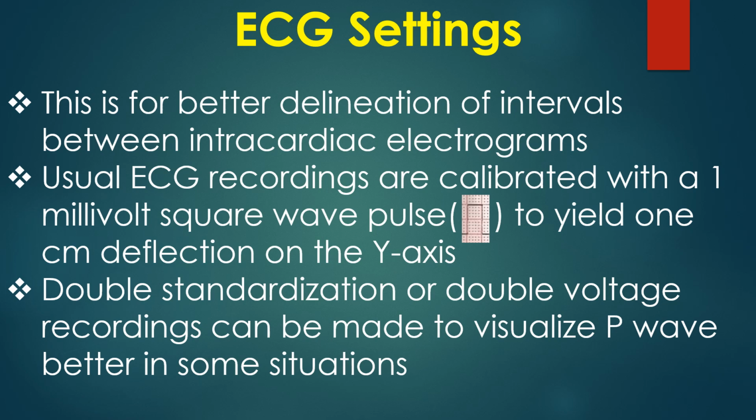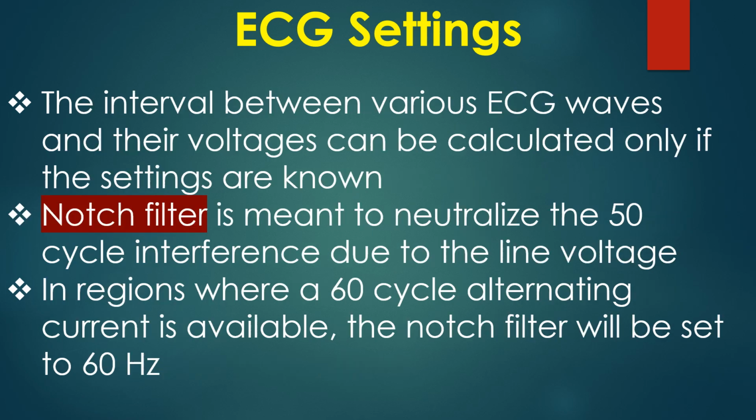Usual ECG recordings are calibrated with a 1 mV square wave pulse to yield 1 cm deflection on the y-axis. Double standardization or double voltage recordings can be made to visualize P wave better in some situations. The interval between various ECG waves and their voltages can be calculated only if the settings are known.